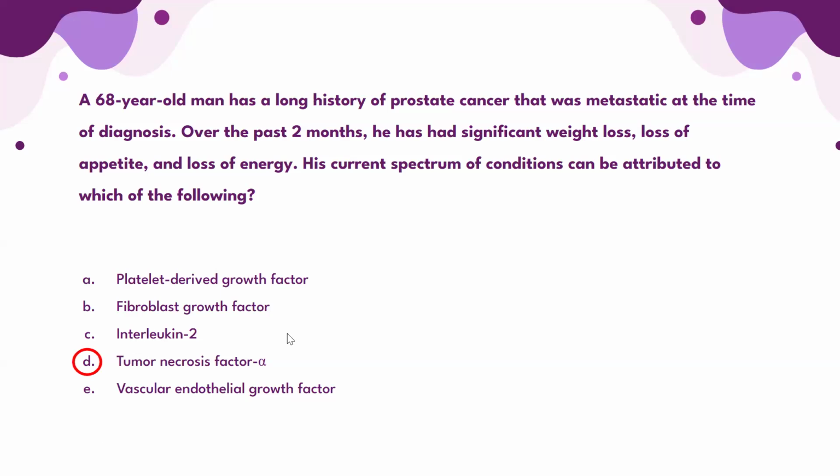We know that vascular endothelial growth factor is responsible for angiogenesis, so that's not going to be the answer. We know that the platelet-derived growth factor and the fibroblast growth factors are responsible for wound healing. They're responsible for producing collagen by the fibroblasts and also increasing the amount of fibroblasts themselves. And interleukin 2 is just an inflammatory cytokine. It has nothing to do with the cachexia that's involved with cancer.